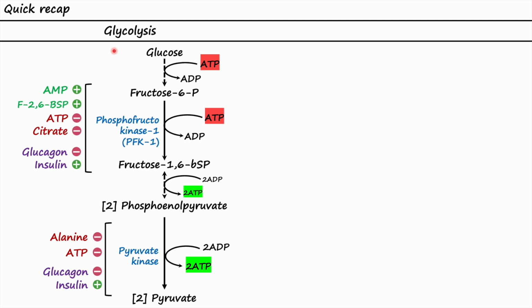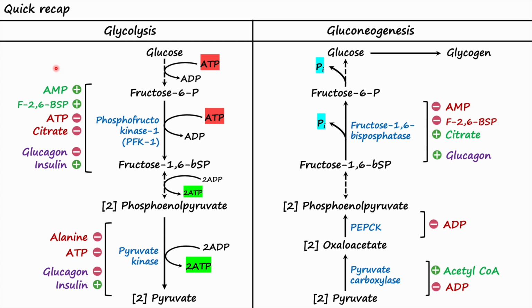Now I want to quickly review the regulation of gluconeogenesis and glycolysis in one slide. So here you can see that when cellular energy charge is low, the level of AMP goes up, and an increase in AMP level can activate the phosphofructokinase 1 enzyme to activate the glycolysis pathway. On the other hand, an increase in AMP level and ADP can activate the gluconeogenesis pathway by activating the fructose 1,6 bisphosphatase enzyme, PEPCK enzyme and pyruvate carboxylase enzyme. So when cellular energy charge is low, the glycolysis pathway is activated to synthesize more ATP, and the gluconeogenesis pathway is inhibited.